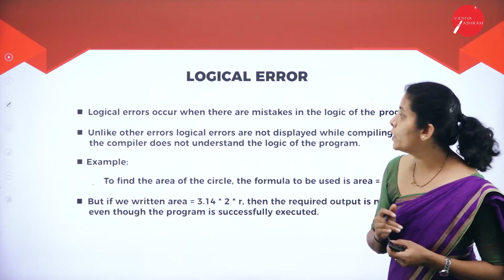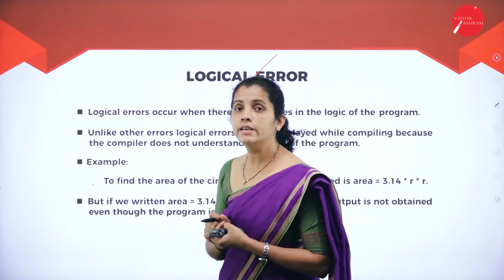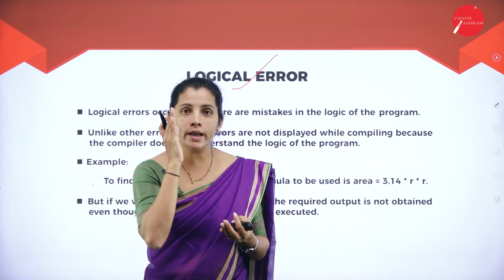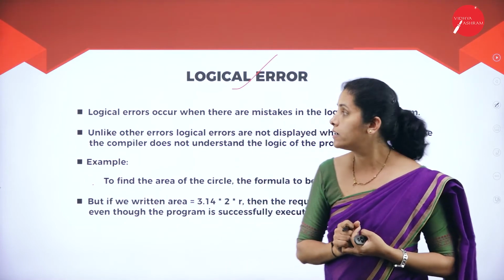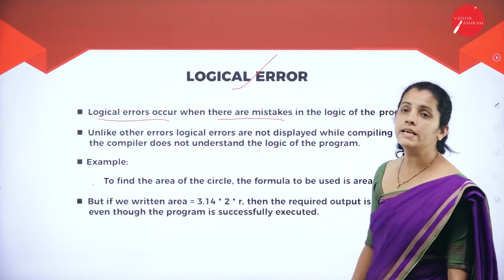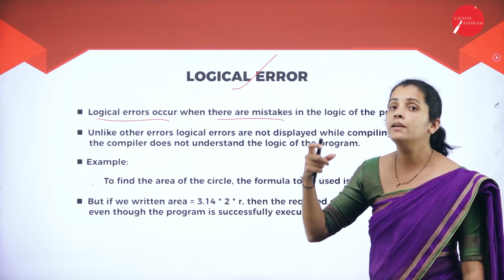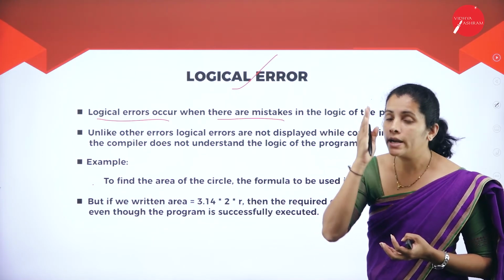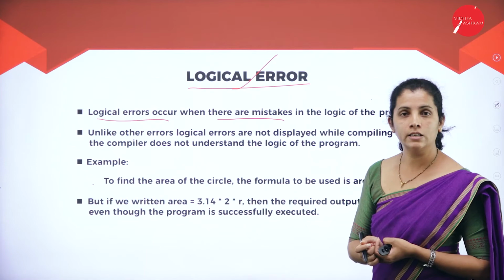Moving further, I'm going to have logical error. Now tell me, what is logical error? Here logical error is nothing but the error in our logic. So error in the programming logic itself called logical error. Logical error occurs when there are mistakes in the logic of the program. That means while writing a program, if I make any mistake in my logic, whatever the error I'm going to get, that kind of error itself called logical error.